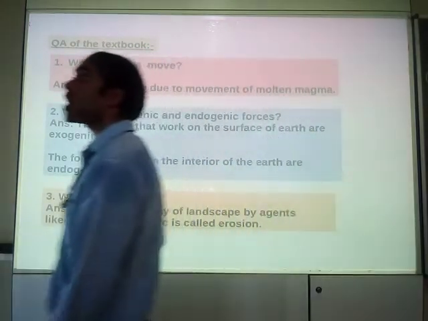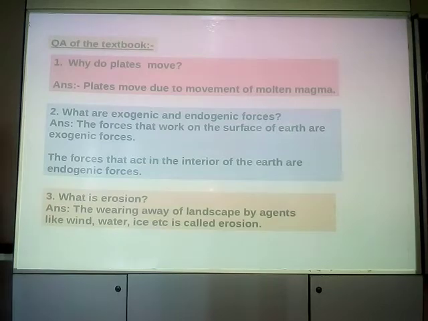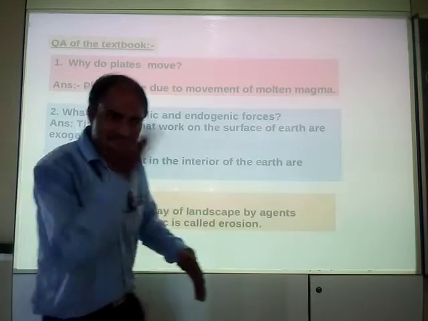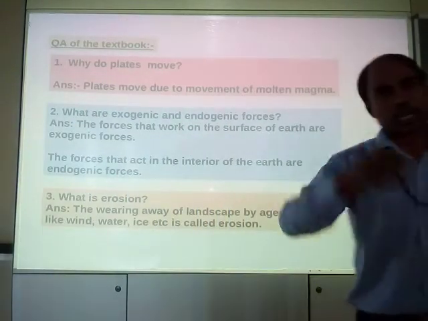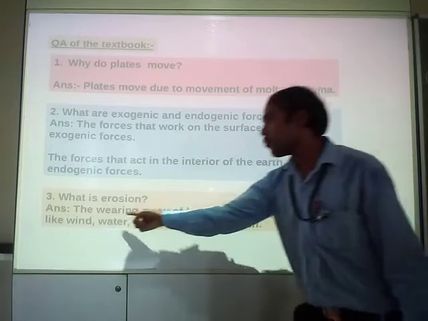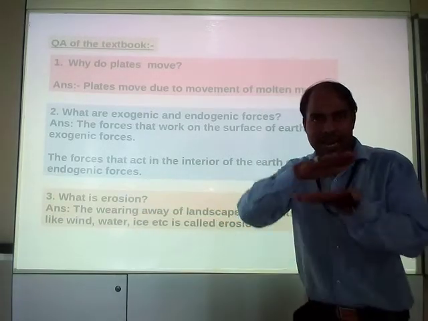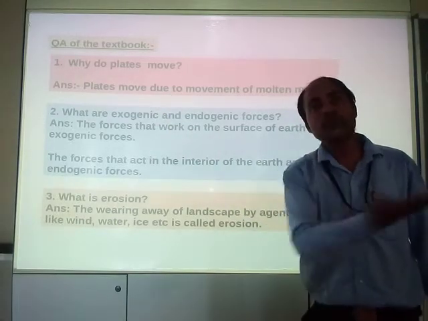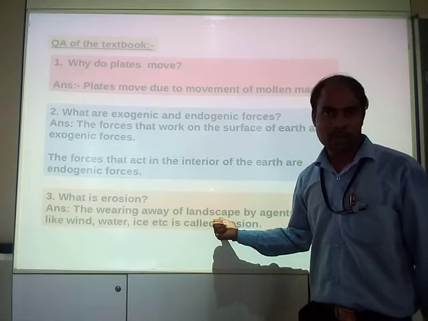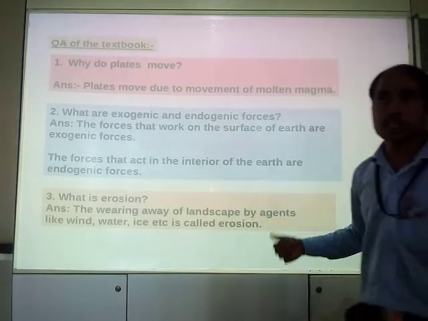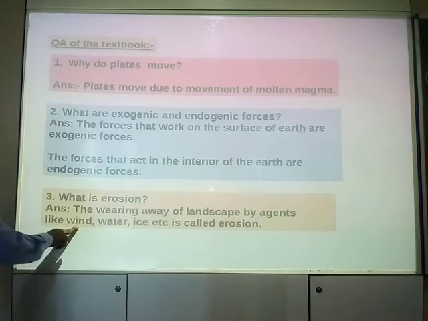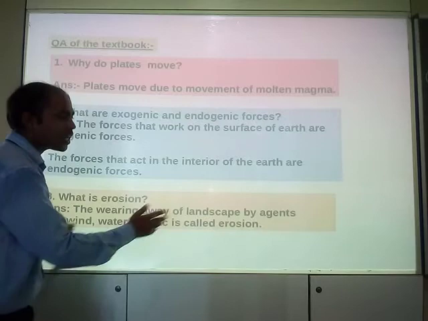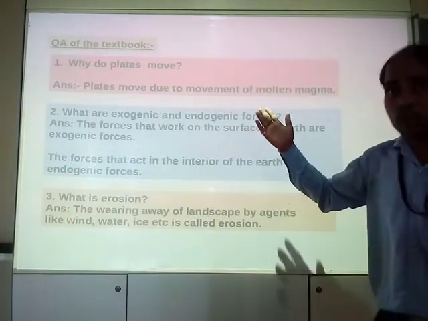Now, one question is, what is erosion? So the wearing away of landscape, that is the key. The wearing away, taking away, removing away, okay? Landscape means part of the land. So the wearing away of land part or landscape by agents. What are the agents? It may be wind, it may be water, it may be ice. Several agents are there which I have made you know, right? Work of a river, work of ice.